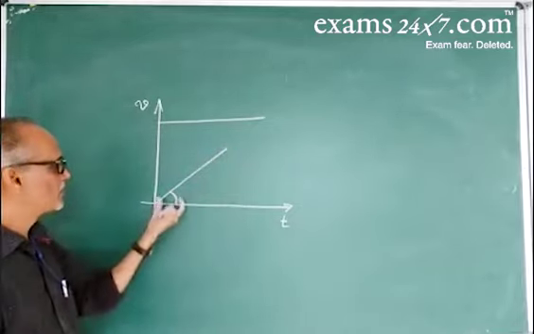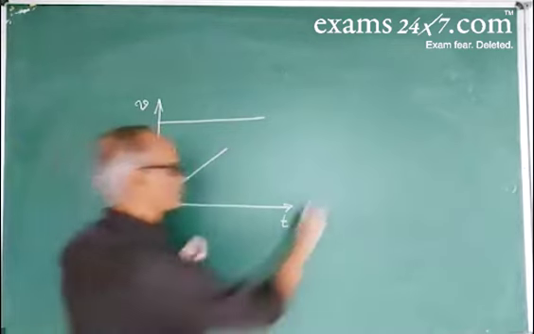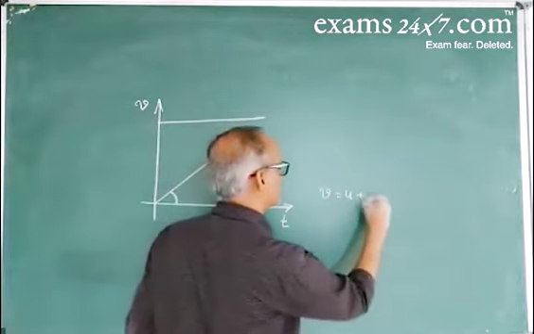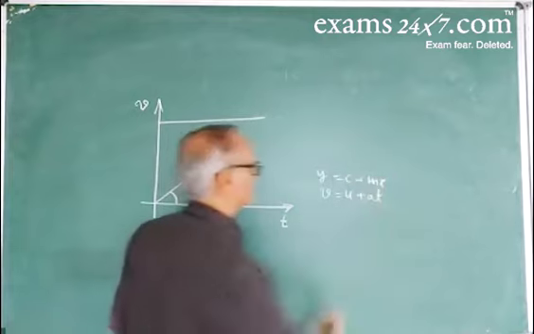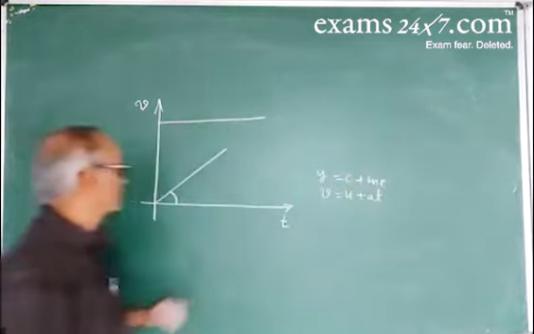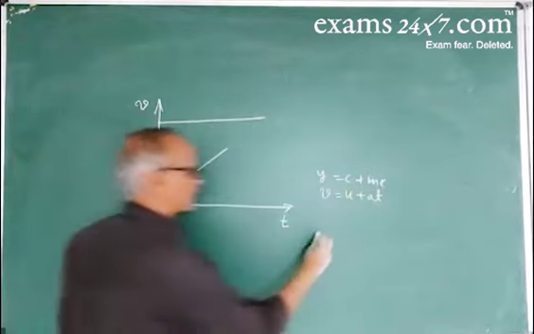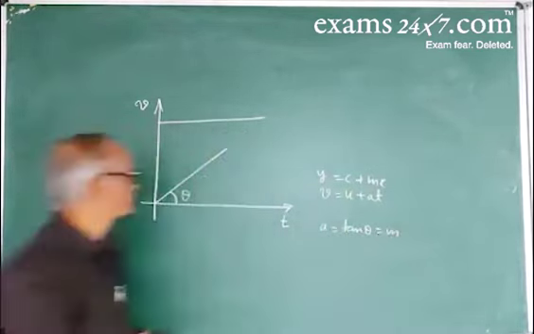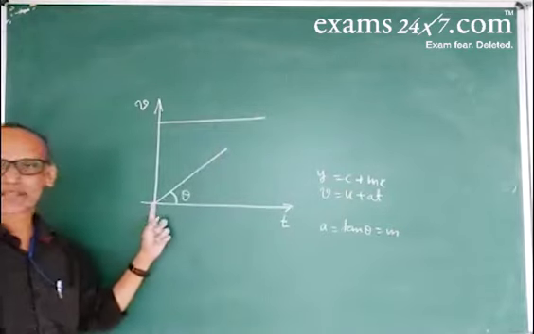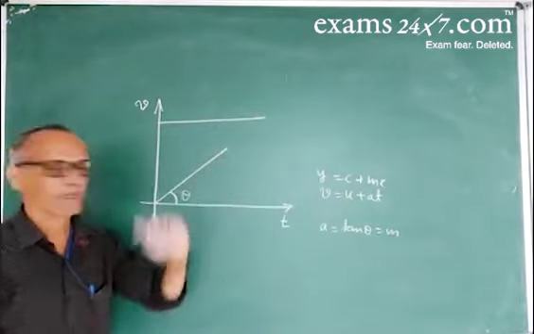In the VT graph, the slope always gives acceleration. V is equal to U plus AT, like y is equal to mx plus c. So if you know the angle, you can always find the acceleration. A is equal to tan theta, that's equal to m. If the initial velocity is 0, the body moves with uniform acceleration.